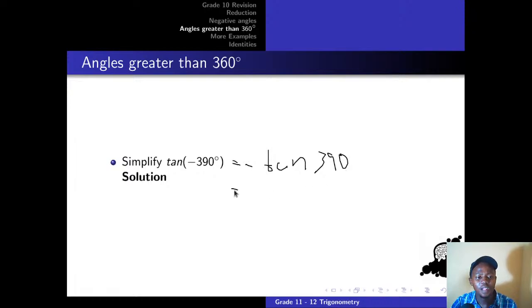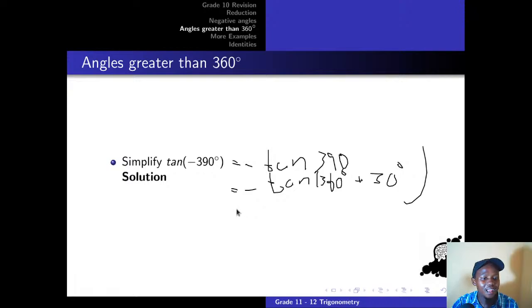Now, the angle is greater than 360. So I bring down the negative and I will say negative tan of 360 plus, which angle do I add to 360 to get 390? That's 30 degrees.